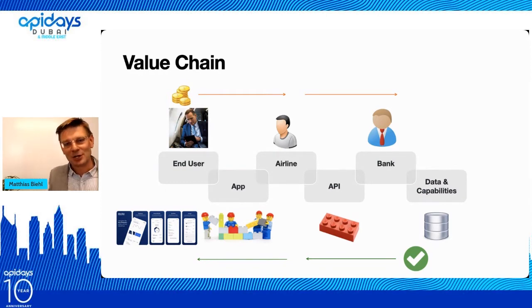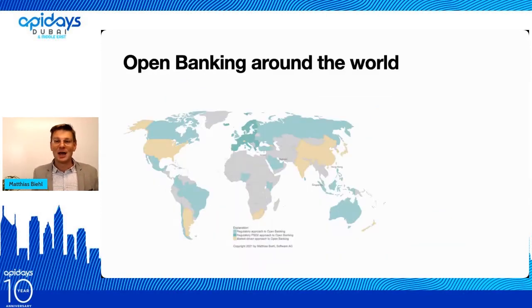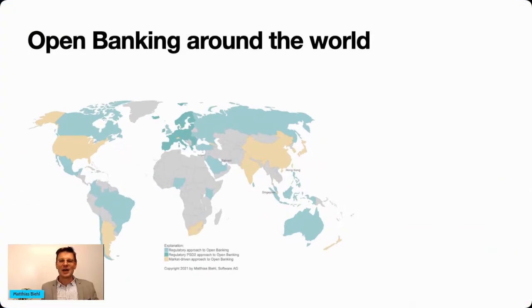This is possible because here in this example, we have banking APIs, open banking APIs. Open banking is a concept that is now a topic and a phenomenon that we can see all around the world. You have heard this today before. There is a regulatory approach to open banking and a market-driven approach to open banking. In this world map that you see here, I have colored the countries that are taking a regulatory approach in green and the market-driven approach in yellow.